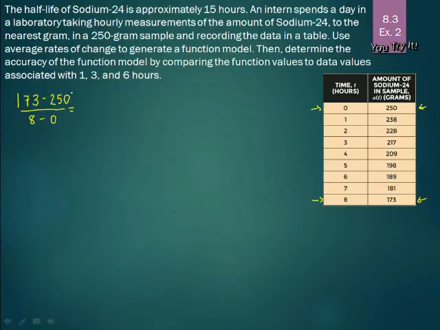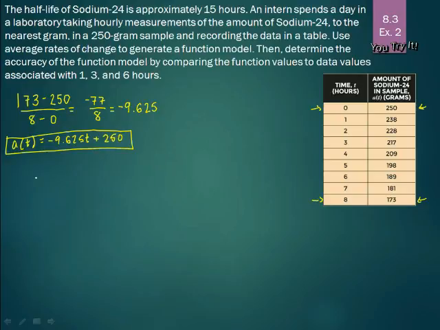That gives us, in the numerator, negative 77, divided by 8, and using a calculator we get negative 9.625. That will be the rate in our function, so A of t equals negative 9.625 t, plus the y-intercept, which in this case, when t is 0, A of t is 250, so that's just 250. Now we want to compare our function model with the actual values in the table for 1, 3, and 6 hours. Let's go ahead and plug in 1.